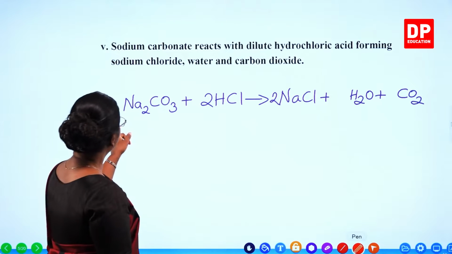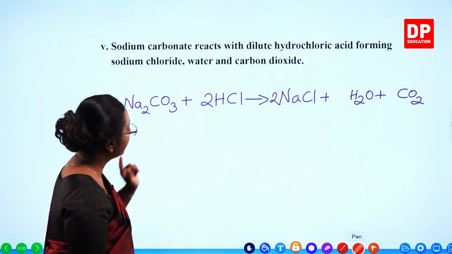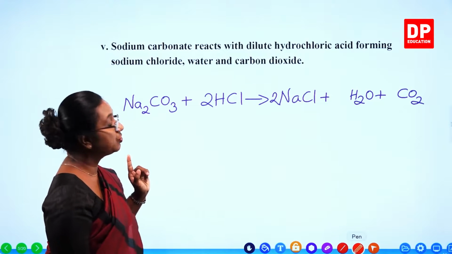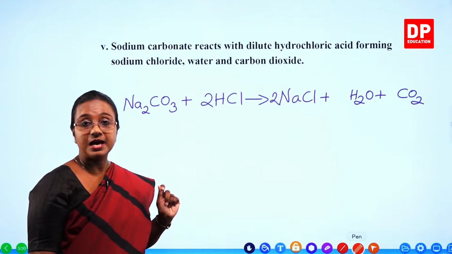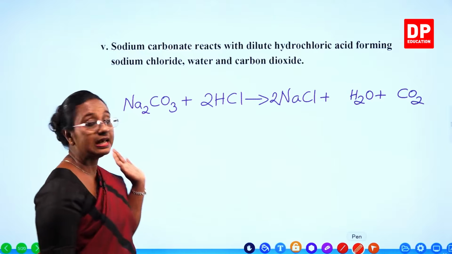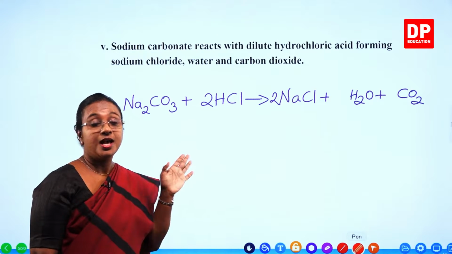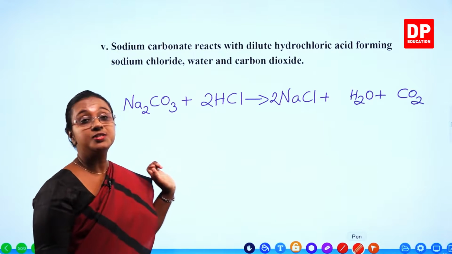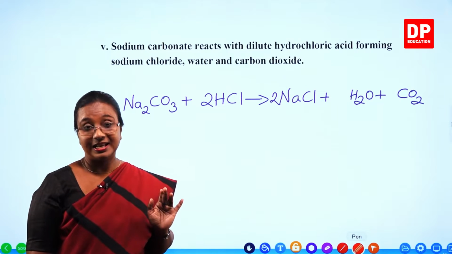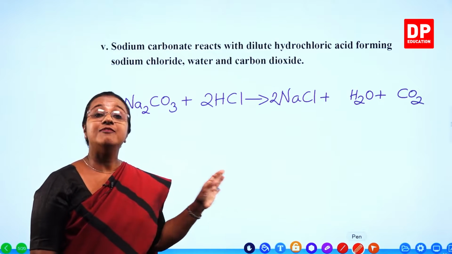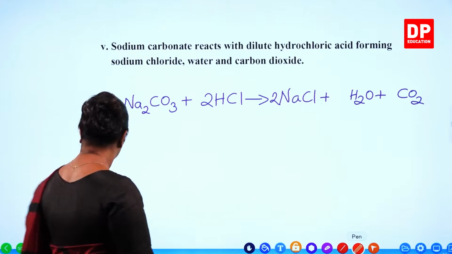You can see 1 sodium carbonate with 2 HCl gives rise to 2 NaCl, 1 water and 1 carbon dioxide. So that is the balanced chemical equation. I am sure, students, you were also able to write all these balanced equations correctly. So with that, I will move on to the next slide.